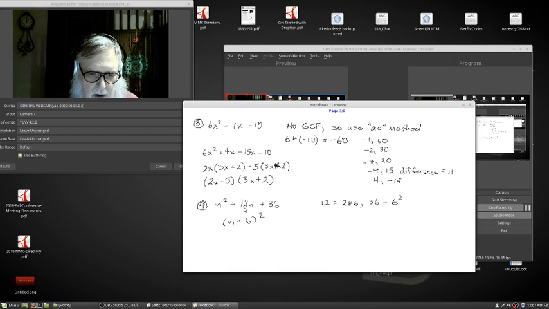Okay. Now, this next one is off of one of our sum or difference squared formulas. We start off with n squared plus 12n plus 36, and we notice that 12 is equal to 2 times 6, and 36 is equal to 6 squared. That fits our formula. Since this is a positive middle term, we're going to have a positive middle term here, and we'll just have n plus 6 quantity squared.